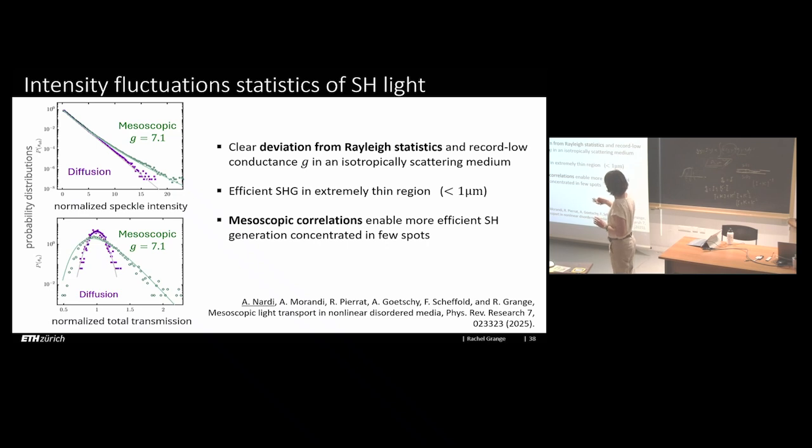So you see here we have the probability distribution, the normalized speckle intensity for a lot of realizations, and also the normalized total transmission. And we see a clear deviation from the Rayleigh statistic and a very low conductance G in this isotropically scattered medium compared to the diffusing regime here.